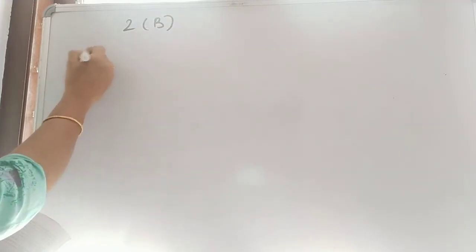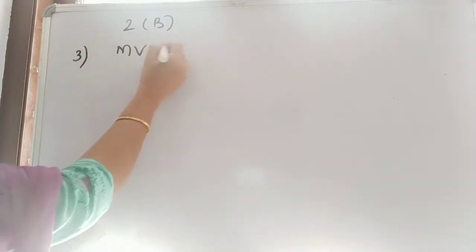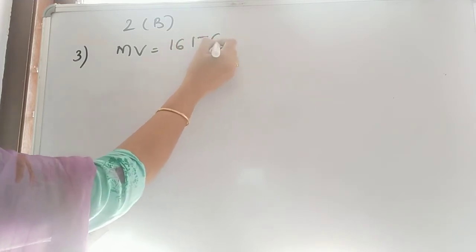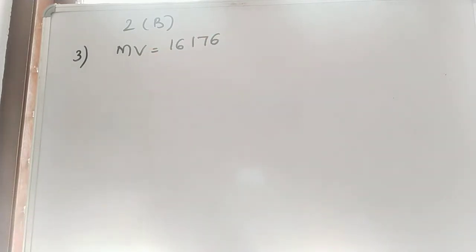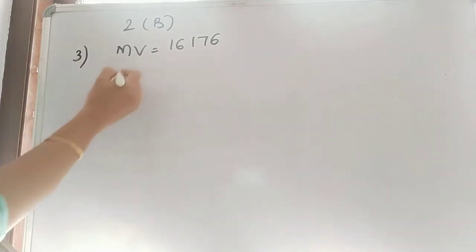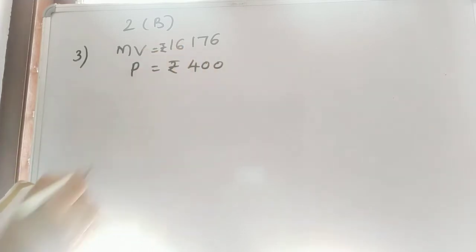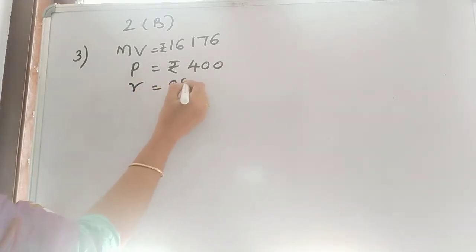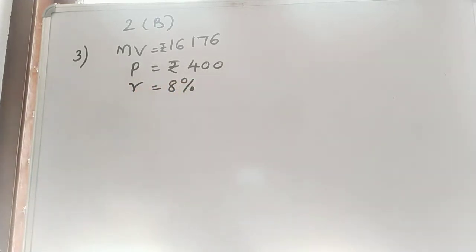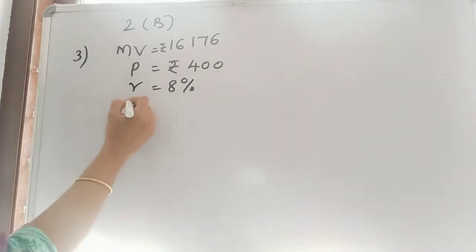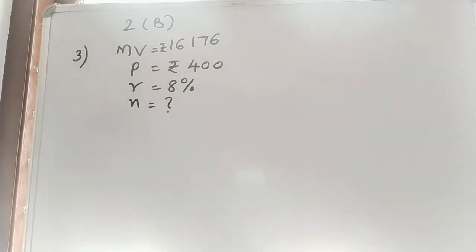Given maturity value of an RD account is 16,176. So we can write maturity value is equal to 16,176. If the monthly installment is ₹400, so we can write P is equal to ₹400. And the rate of interest is 8%, so R is equal to 8%. Find the time of this RD account. That means N is equal to question mark. N we want to find out.